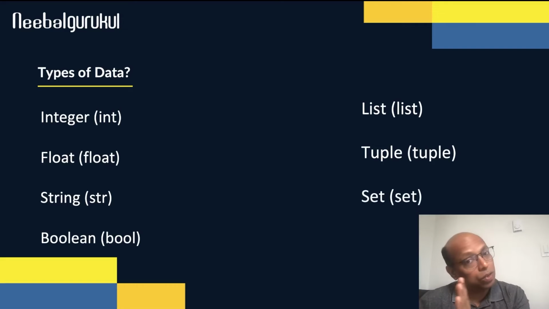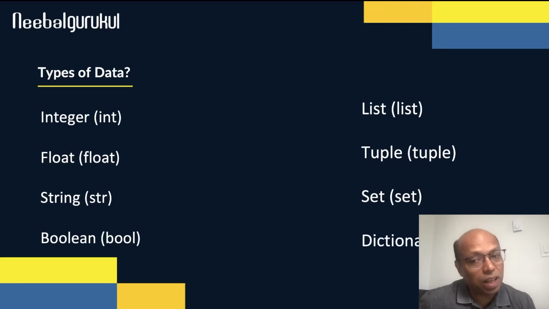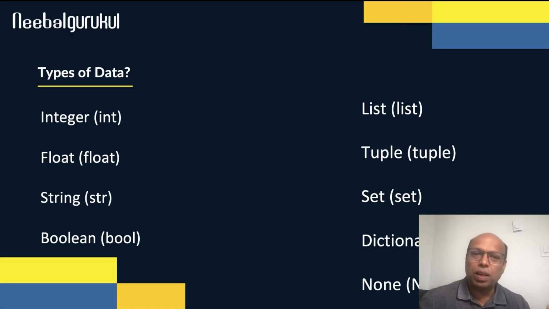Set is a collection of data where duplicate elements won't exist. Next, dictionary is a collection of data which will be identified by a key. So these are the types of data. I'm giving you a brief overview because when you get into programming, you will understand it there. There is also something called None. It means there is nothing. If you don't have anything for a variable, then we use None.